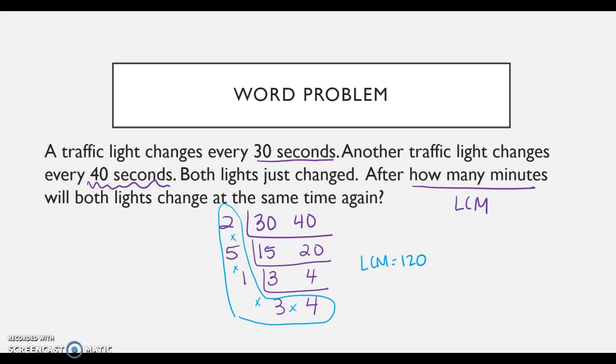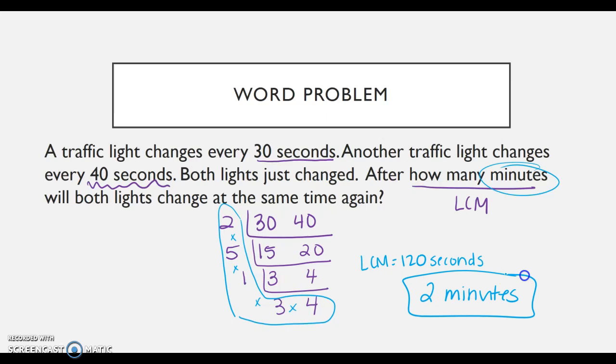So if we go back to our question, it says after how many minutes? Now we are given here seconds. So we need to make sure when we answer our question, it's how many minutes. So 120 seconds should be 2 minutes. So in 2 minutes, because there's 60 seconds in every minute, those traffic lights are going to change at the same time again.